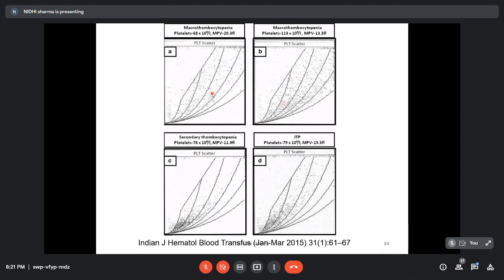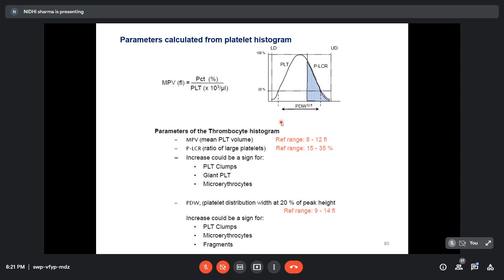Whereas if in the same picture you get a picture like this, where most of it is concentrated in the small cell area and you hardly see any in the giant platelet area, that means your IPF is low and you are dealing with thrombocytopenia. In such a case, the bone marrow has failed to produce platelets. Whereas in conditions like ITP, the bone marrow is good and you will get a lot of giant platelets in accordance with your platelet count. So just a look at the platelet graph would help you differentiate these different causes of thrombocytopenia.